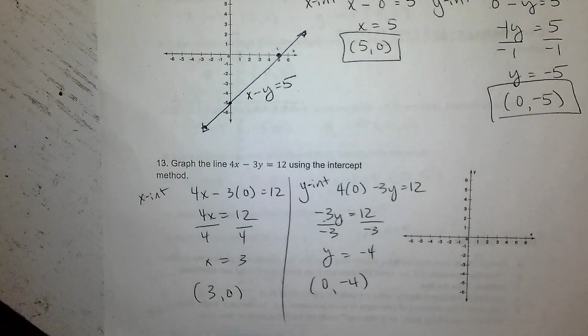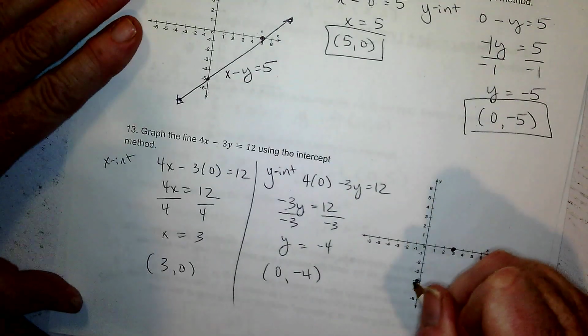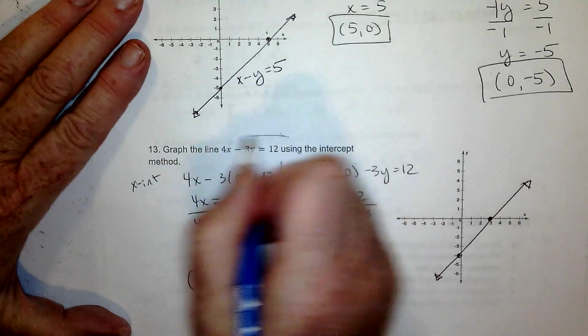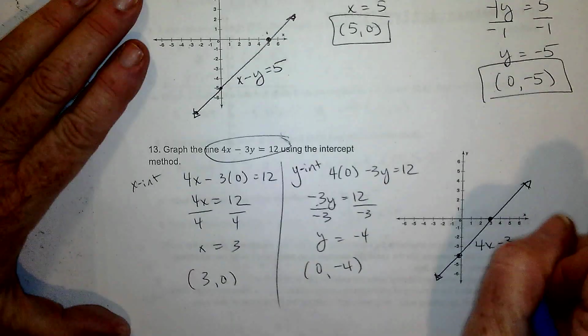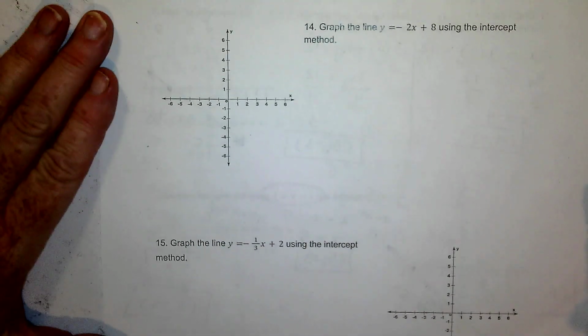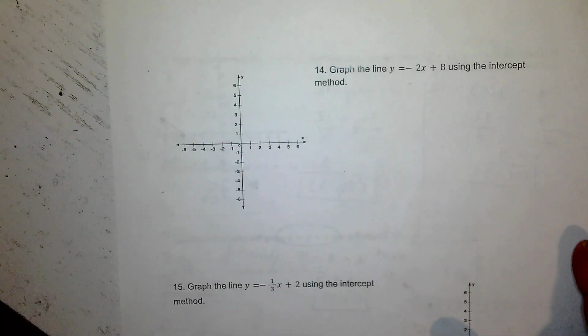Okay, now I just need to plot those points. (3, 0) and (0, -4). Connect the dots, create your line with arrows, name your line. Okay, same thing for this one. Pause the video, go do this one, come back to see how you did, and then we'll do the last one.